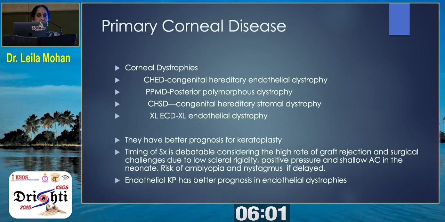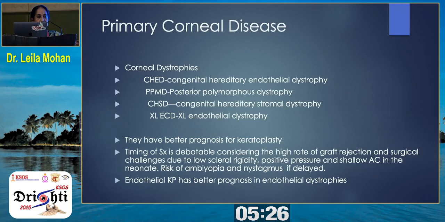It is not so very common in our part. It is a rare condition. And posterior polymorphous dystrophy, corneal stromal dystrophy, endothelial dystrophy, many of them have a better prognosis with keratoplasty, but the timing of surgery is again debatable considering the high rate of graft rejection and surgical challenges due to the low scleral rigidity, positive pressure and shallow AC in the neonate. And so the risk of amblyopia and nystagmus is also there when surgery is delayed. So all these have to be considered when taking up for surgery.